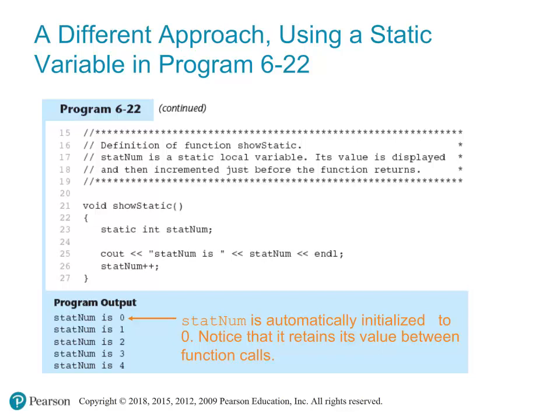Every time showStatic is called, statNum retains its value from the previous call. The value of statNum is displayed and then incremented. Static local variables like statNum retain their values between function calls. This behavior is useful for tasks that require state retention across multiple function calls. Unlike regular local variables, static local variables are initialized only once, the first time the function is called.